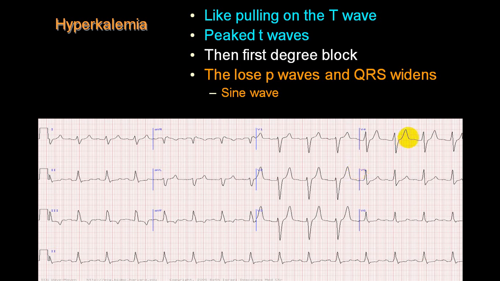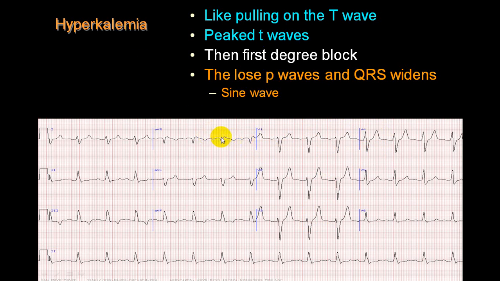Now, in hyperkalemia also, the difference to identify here: you can see there is a prolongation of PR interval, but the QRS complex is wide. So whenever you see PR interval prolongation with a prolonged QRS complex and pulling of the T wave, and the T wave is peaked, or we call it a tall T wave. See this T wave, it is tall. See this T wave, it is tall. So three things: wide QRS complex, tall T wave, and prolonged PR interval, suspect hyperkalemia.